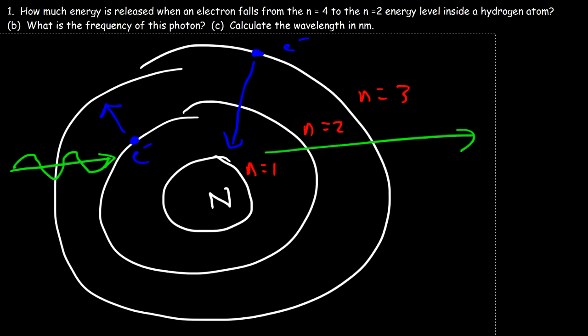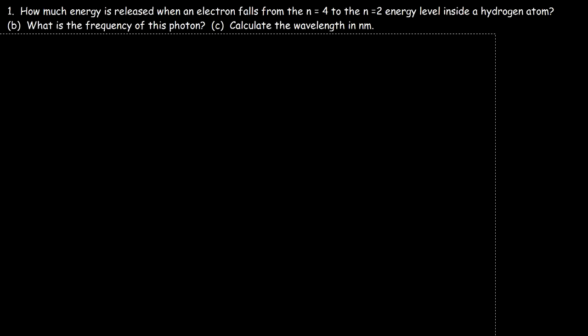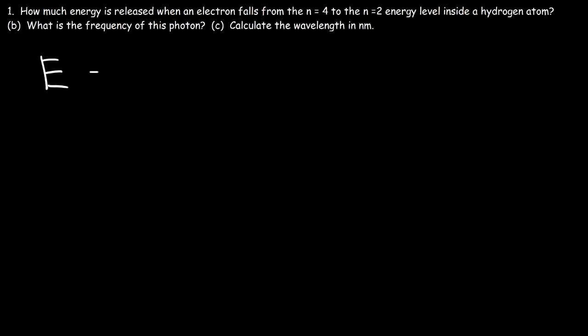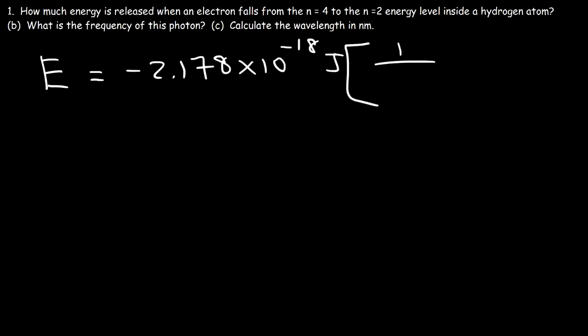So let's read the first question. How much energy is released when an electron falls from the n equal 4 to the n equal 2 energy level inside a hydrogen atom? Now, the equation that you need to calculate it is this equation. E is equal to negative 2.178 times 10 to the minus 18 joules multiplied by 1 over n final squared minus 1 over n initial squared.